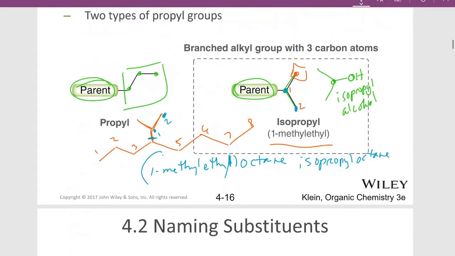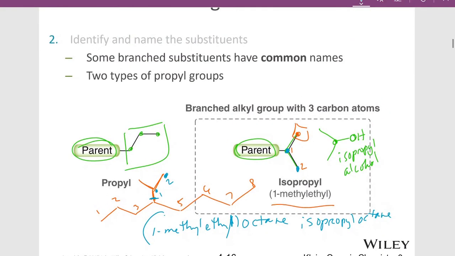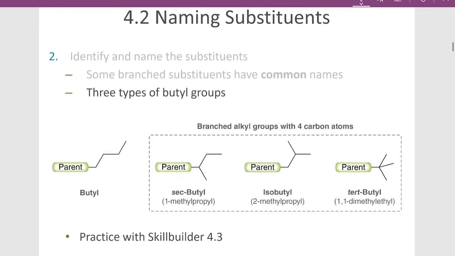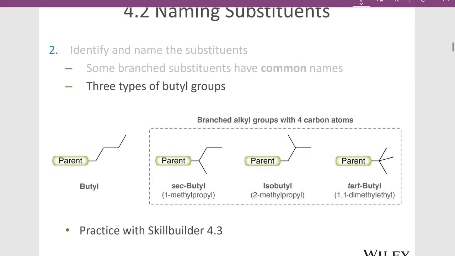So for a propyl substituent, we have 2 possibilities. We could have it attached at the end, as in this case on the left, or we could have the parent attached at the middle for the case on the right, which would be an isopropyl group. Now there are 4 different possibilities for a 4-carbon substituent.